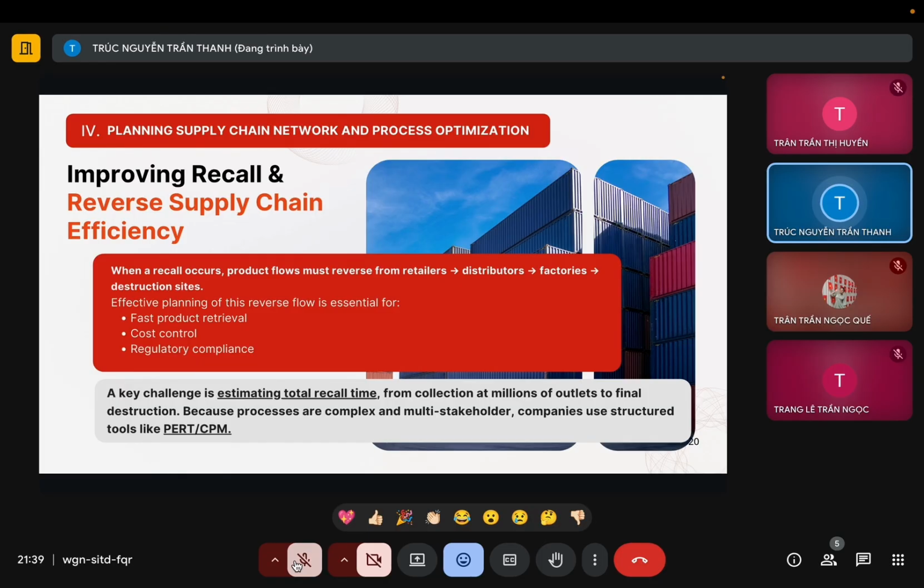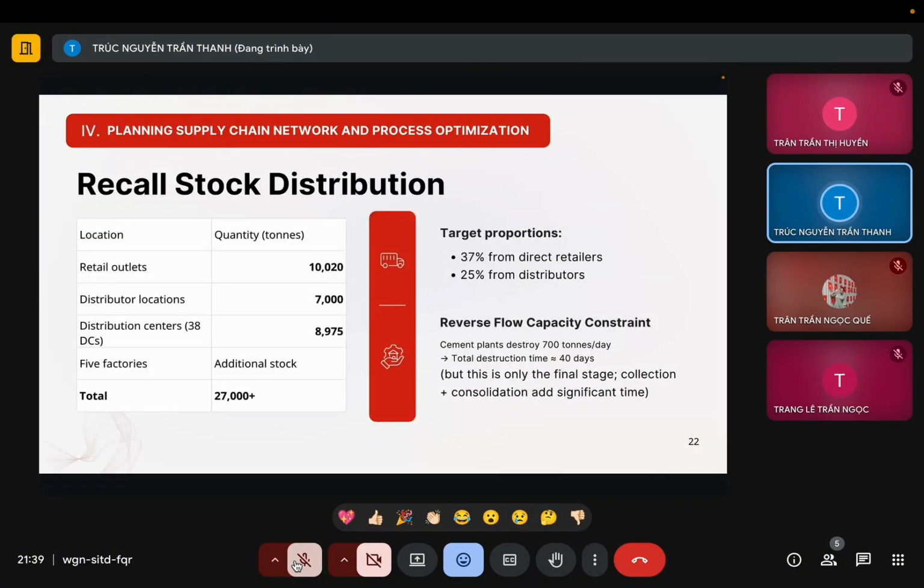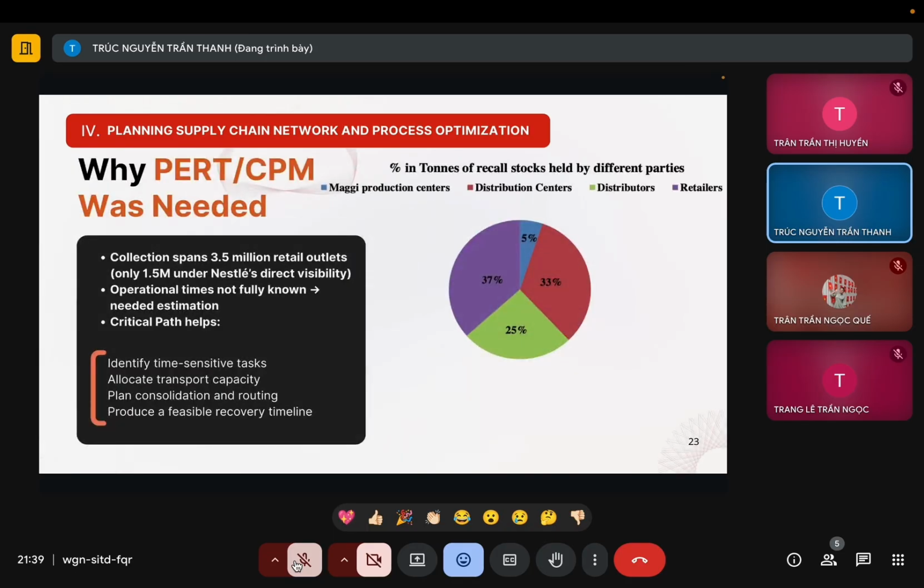This is estimating the total recall time after every collection and middle outlets to find distribution, and we apply PERT or CPM. So this is the role of the CPM, and we have the recall task distribution in the table. And why is this so important? Because it helps us identify time-sensitive tasks, allocate framework capacity, plan consolidation and routing, and lastly produce a feasible recovery timeline.